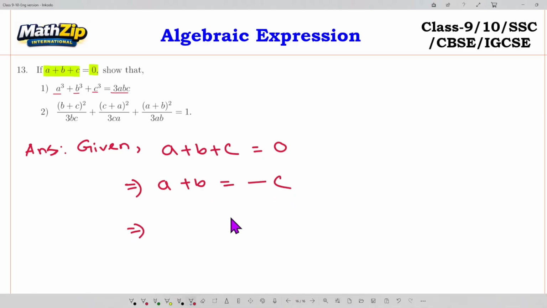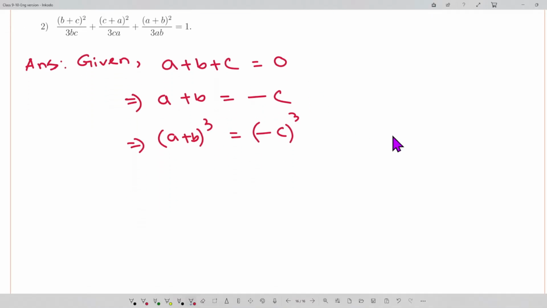Now we can cube both sides. It means (a plus b) whole cube equals minus c cube. Then as per the law we can write a cube plus b cube plus 3ab times (a plus b) equals minus c cube. Okay, it's a very simple thing.